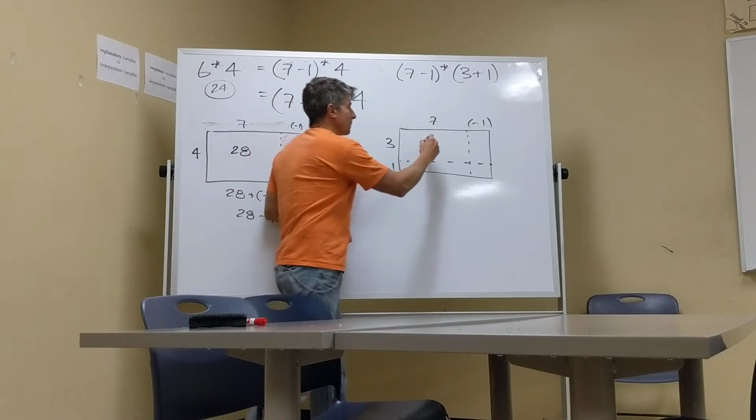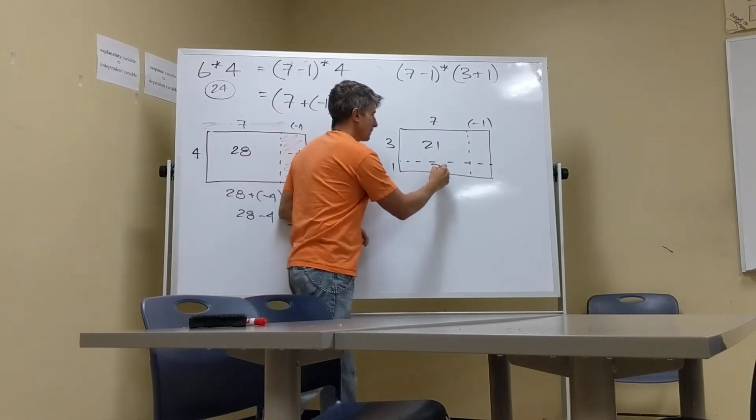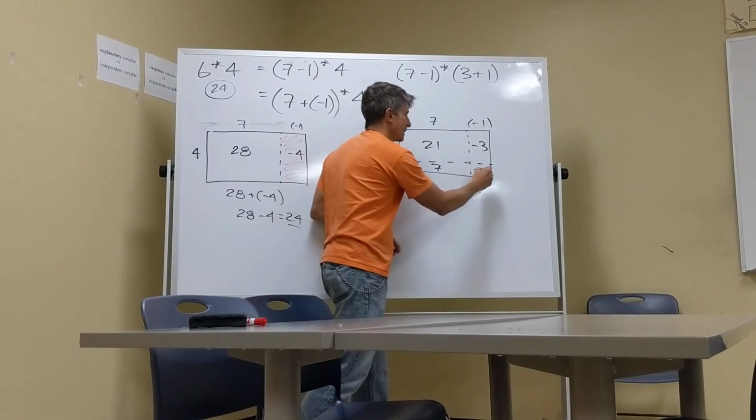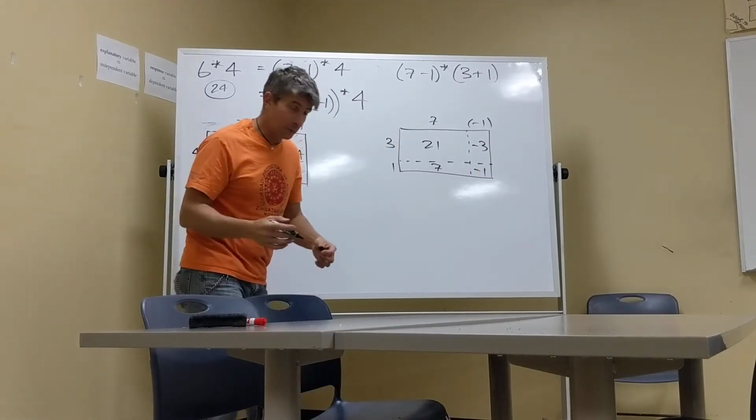7 times 3 is 21. 7 times 1 is 7. 3 times negative 1 is negative 3. And 1 times negative 1 is negative 1. And you're going to see pretty quickly what's going to happen.